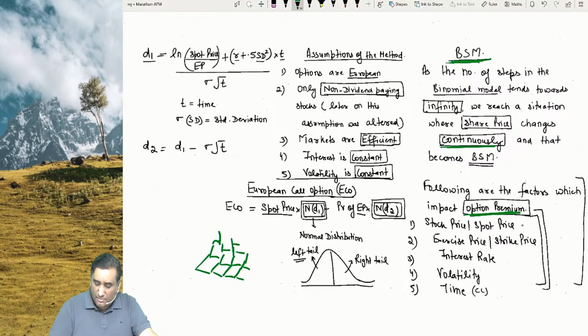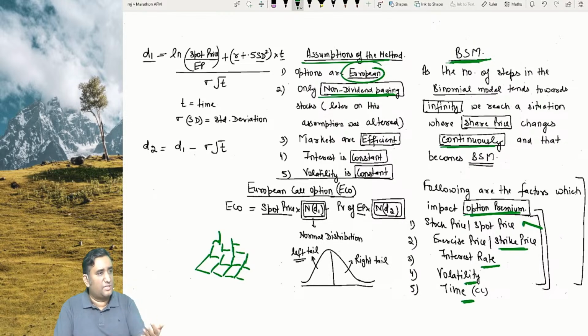Factors which affect the option are stock price or spot price, strike price, and volatility. There are some assumptions: the options are European; earlier it was non-dividend paying, later on this was relaxed; markets are efficient. The European call option formula is spot price into N of d1 minus exercise price into e to the power minus rT into N of d2. It is a normal distribution, and you use the value and then apply.